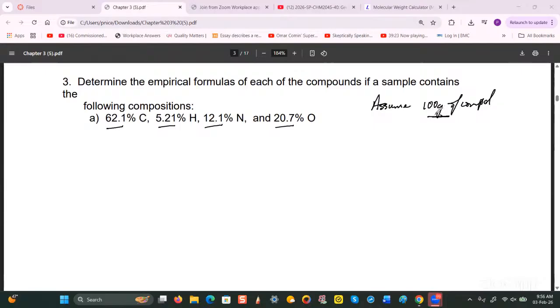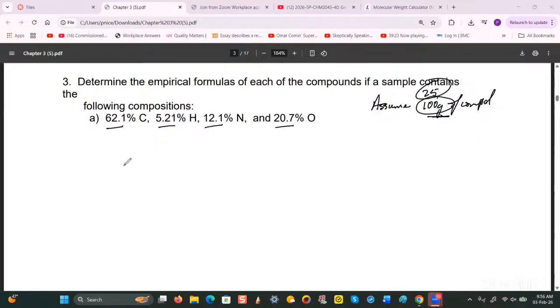Now you could assume literally any number, right? You could assume 25 grams, but you'd have to multiply the 25 grams by the percentages to get each of the masses of the different elements. 100 grams is a nice round number, which means that you don't have to do any complex calculation. You just assume 100 grams, which means that these numbers represent the mass in grams of each of these elements, right?